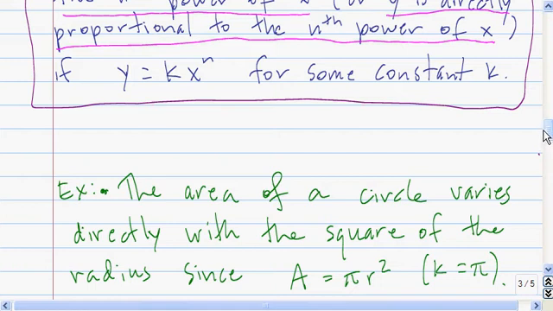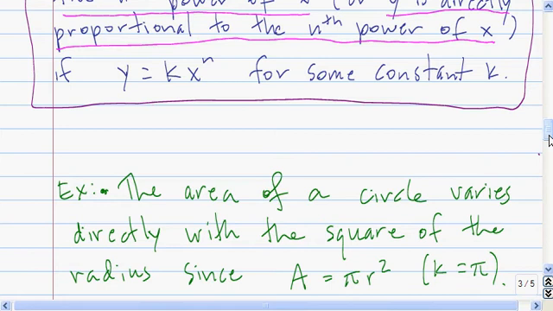All right, so here are a couple of examples. So the area of a circle, which we know is pi r squared, it varies directly with the square of the radius because there is some constant, in this case pi, such that A equals pi times the square of the radius.